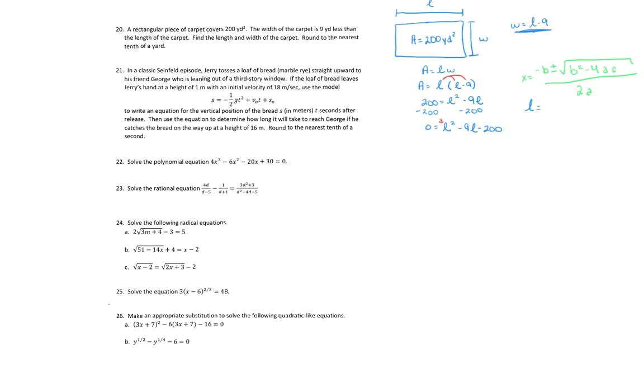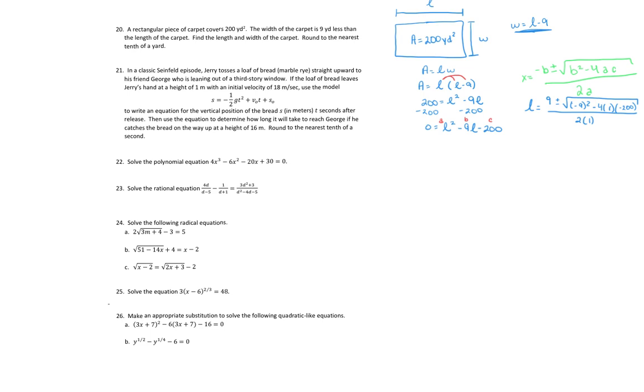So if we start plugging in what we know, the a here is just 1, the b here is negative 9, and the c here is negative 200. So we have negative b, or the opposite of negative 9, which is just 9, plus or minus the square root of b squared, so negative 9 squared, minus 4 times our a, which is 1, times our c, which is negative 200, all over 2 times our a, which we said was 1.